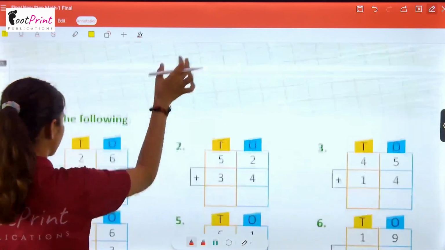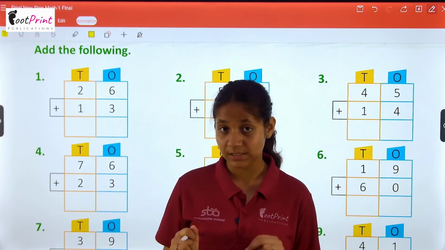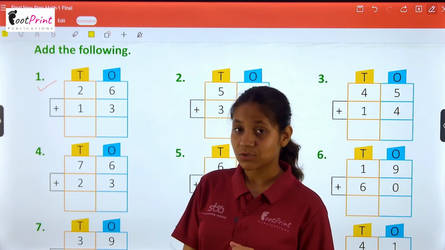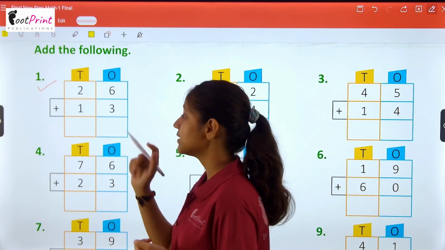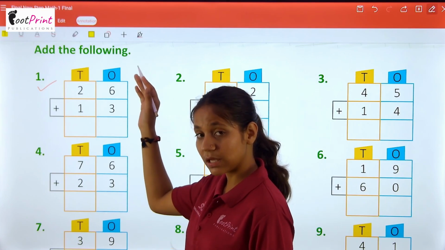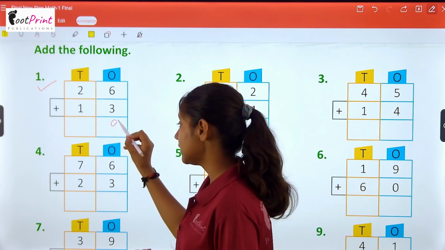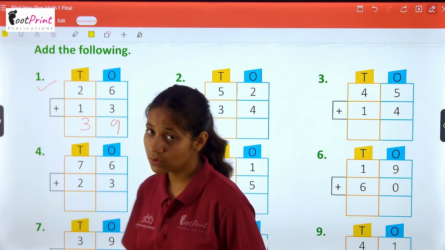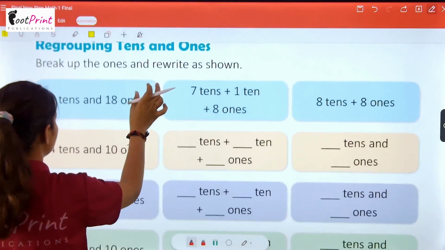Okay. Now we have to add the following, and here are the sums of 2-digit numbers. So while I am doing one for you, the rest of the parts of this question you have to do by yourself. Now 26 plus 13. So we will write the values in the column, put the values in their places. 6 plus 3 is 9. 2 plus 1 is 3. So likewise I did here, you have to complete these questions.